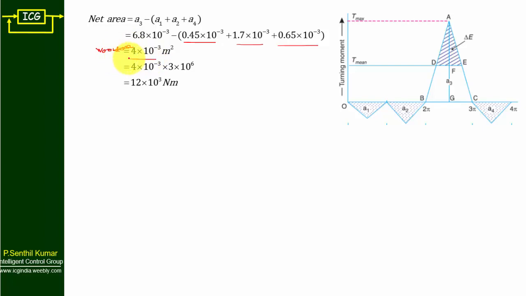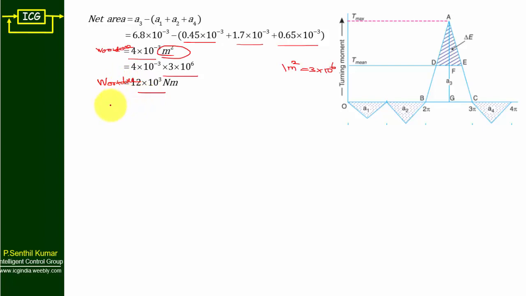But we know that the unit for work done is Newton meter, but here we have meter square. That's why we are using a scale factor. In the previous slide, we have seen a scale factor of 1 meter squared equal to 3 into 10 power 6. So multiply that meter squared with 3 into 10 power 6, you will get 12 into 10 power 3 Newton meter. So this is the total work done by the flywheel.